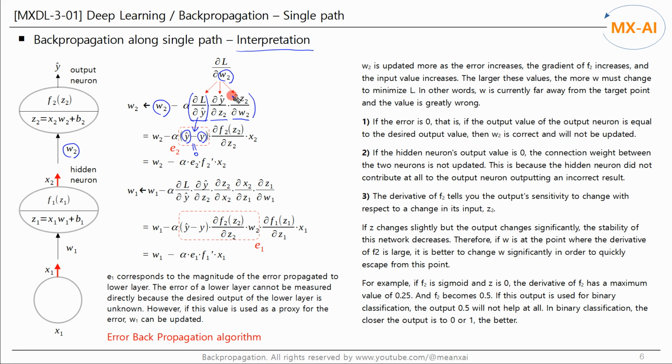The third derivative in the chain, x2, is the output value of the hidden neuron and the input of the output neuron. If this is 0, the connection weight W2 between the two neurons will not be updated. This is because the hidden neuron did not contribute at all to the output neuron outputting an incorrect result.